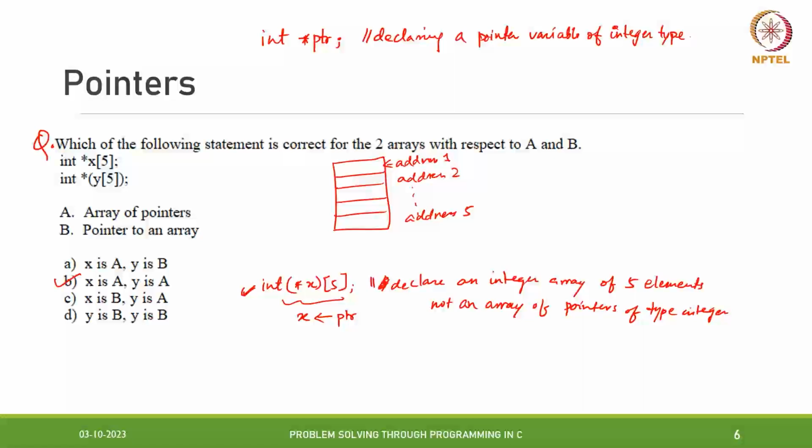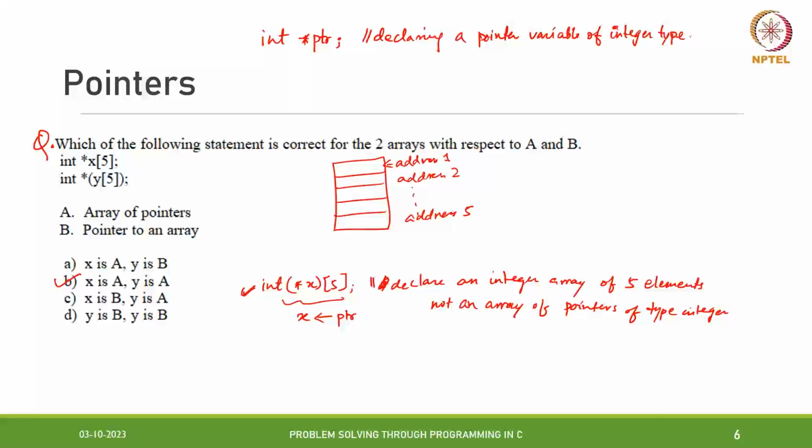It's not an array of pointers, it is an integer array, and it has a size of 5 into 4, which is 20 bytes. Now if I write something like this, int star x, no parenthesis, of 5, that means I am declaring an array of pointers, and the size of this would be 5 into 8, which is 40 bytes, because each pointer is 8 bytes in a 64-bit system. So that is the difference.